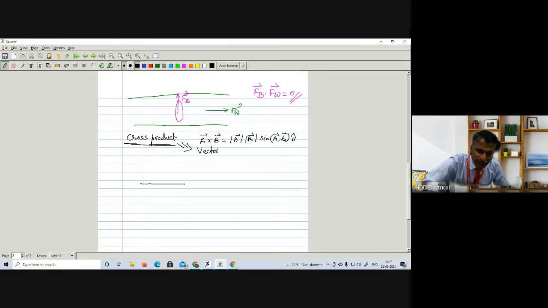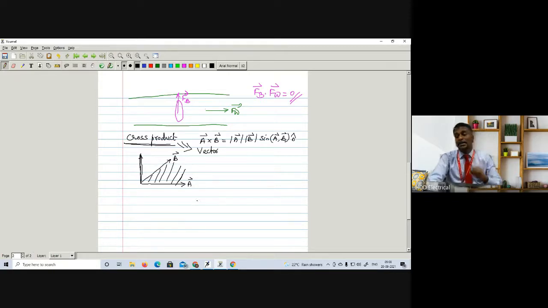If this is A vector and this is, assume, B vector, then the plane formed by these two vectors is this plane. So A vector cross B vector will be perpendicular to the plane which is formed by A vector and B vector. That is called n cap. So we call it the direction of A vector cross B vector.